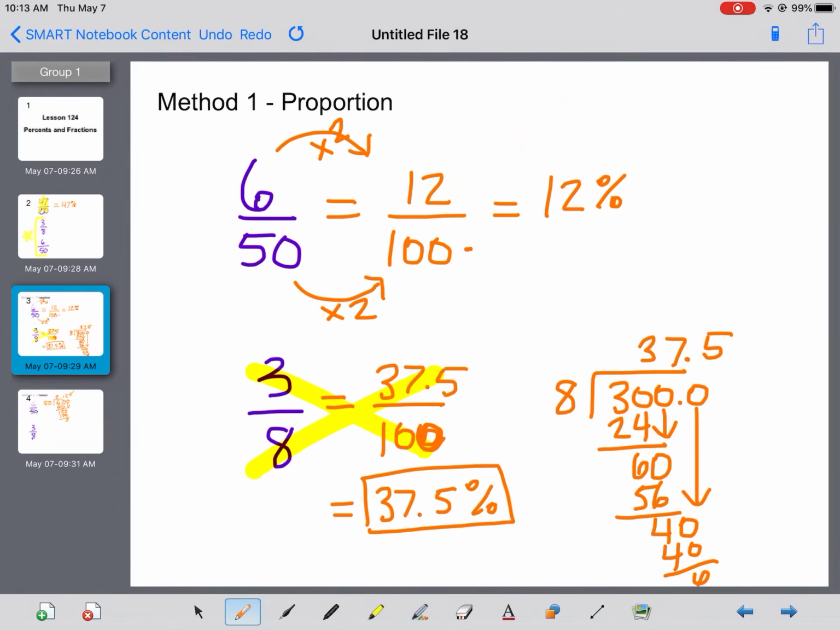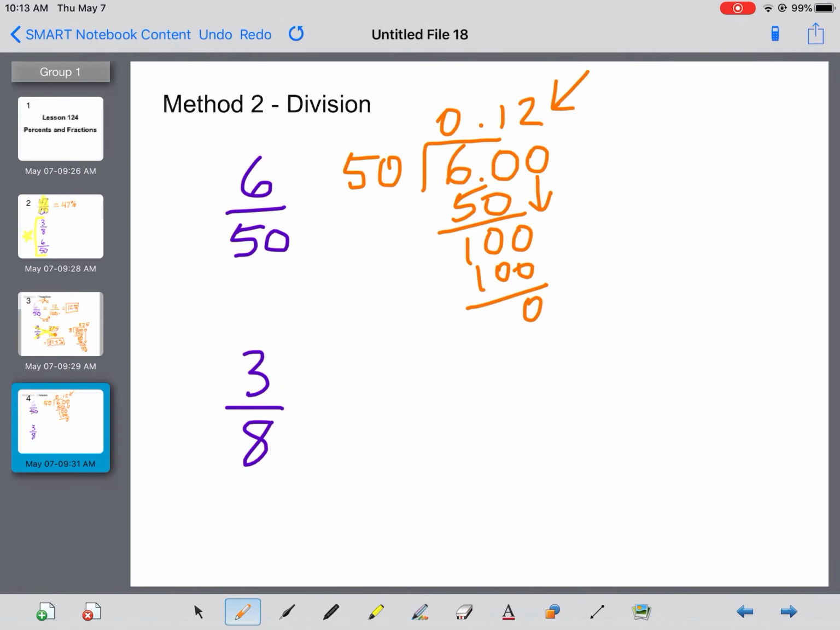With the proportion method, we found that our final answer was 12%. Here we have 0.12. So you have to remember what we used in the last lesson, which is to convert a decimal to a percent. You simply multiply by 100, or you can just think of it as bumping the decimal. So we end up with an answer of 12%. Don't just put a percent sign behind whatever decimal you come up with.